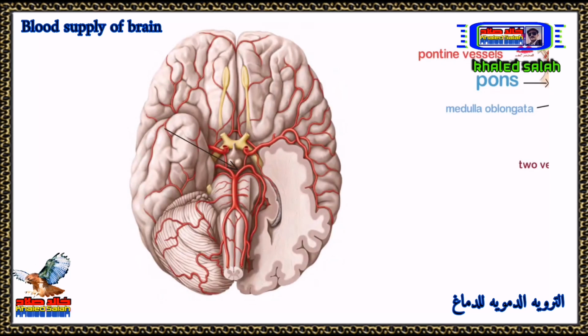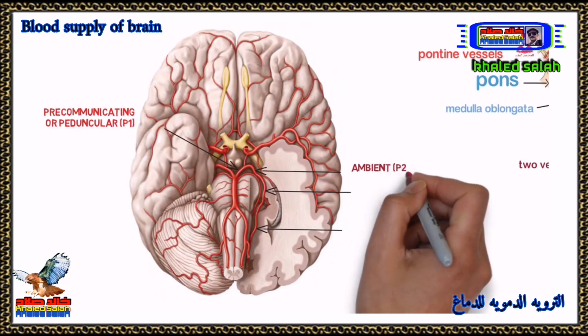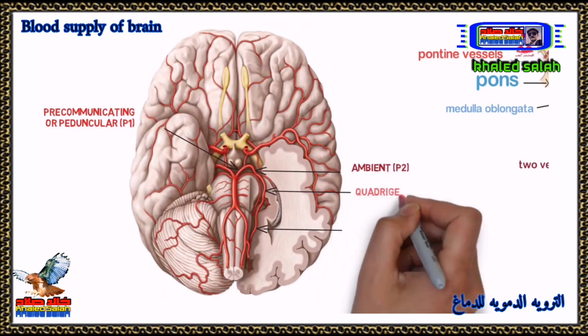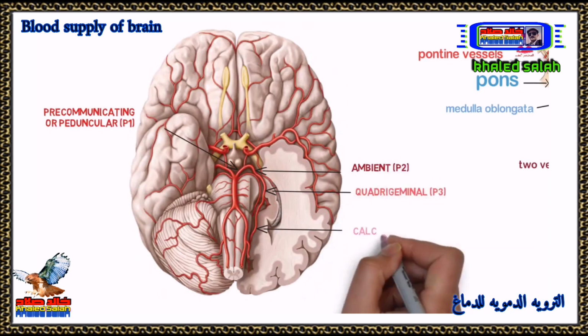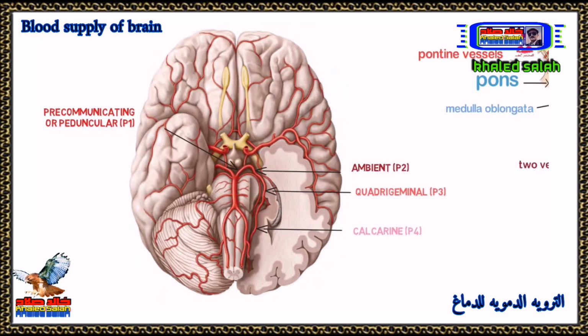The posterior cerebral arteries can be divided into 4 major segments: pre-communicating or peduncular, ambient, quadrigeminal, and calcarine.